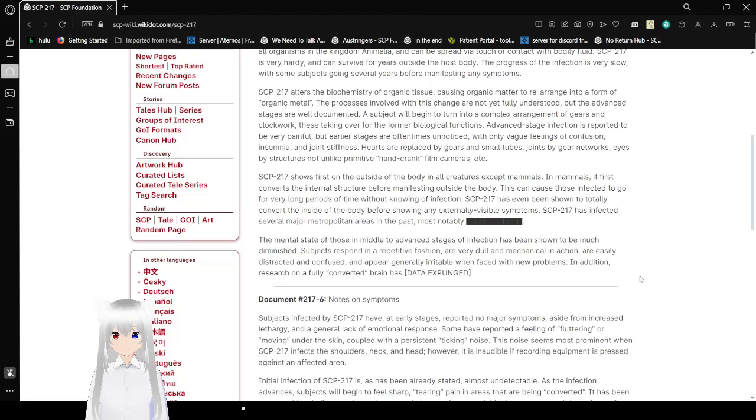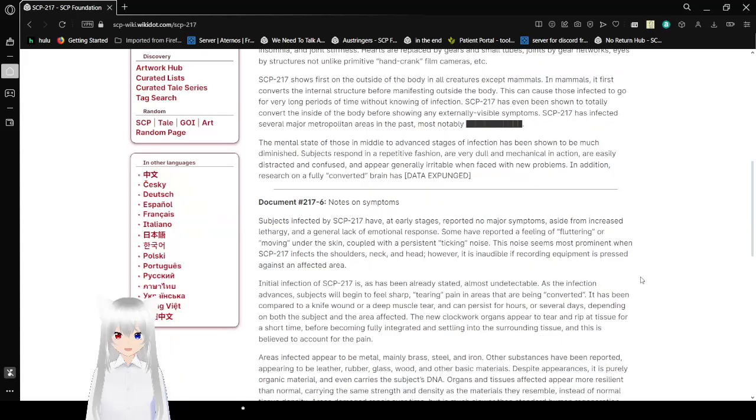SCP-217 shows first on the outside of the body in all creatures except mammals. In mammals, it first converts the internal structure before manifesting outside the body. This can cause those infected to go for very long periods of time without knowing of infection. SCP-217 has even been shown to totally convert the inside of the body before showing any external or visible symptoms. SCP-217 has infected several major metropolitan areas in the past, most notably redacted.